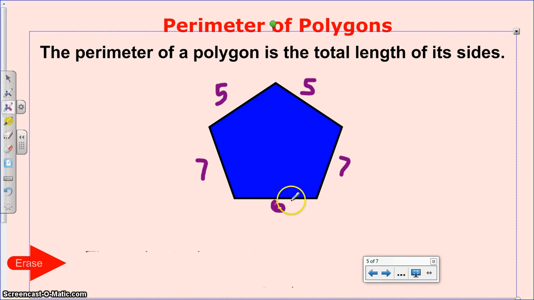Even if the shapes start to look different like this, you still continue to add all the sides. I would add this side, this side, plus this side, plus this side. So 5 plus 5 is 10. 10 plus 7 is 17. I add 6 more. That's going to give me 23. 23 and 7 would be 30. The perimeter of that pentagon would be 30. And we'll say that it's 30 yards. Y for yards.